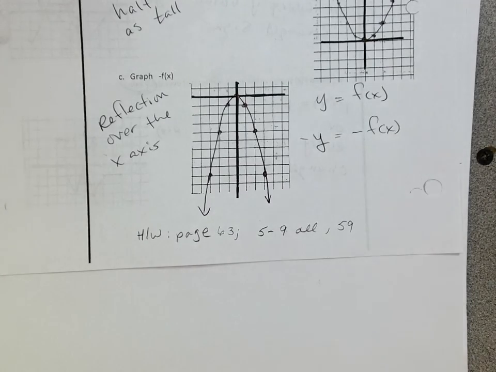Okay, how's that? Okay, everybody thumbs up? Okay, not a whole lot of homework, 5 through 9 and 59.